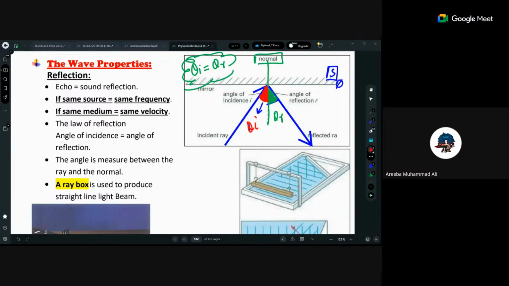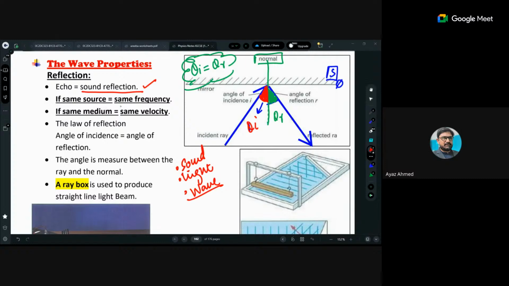Okay, so this is applicable in all types of waves. Sound में भी reflection का rule यही है. Light has the same rule of reflection. Normally water waves have the same rule of reflection. So that's it. Now reflection is taking place like echo in the sound. ठीक है, echo क्या होता है? Sound reflection को हम लोग echo कहते हैं.